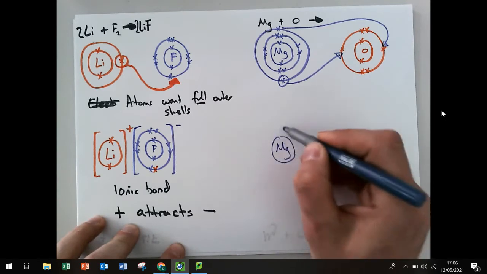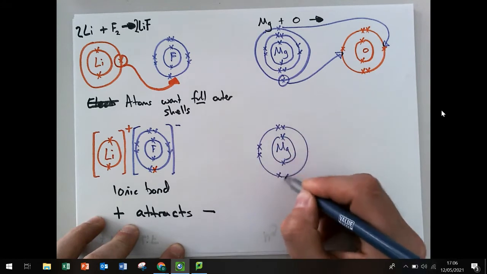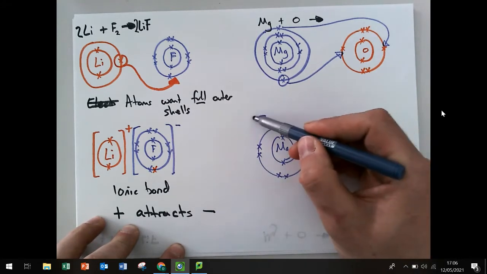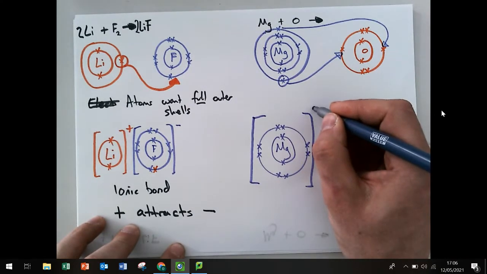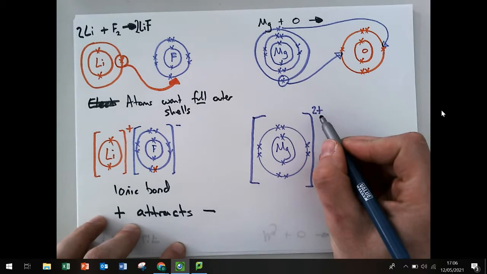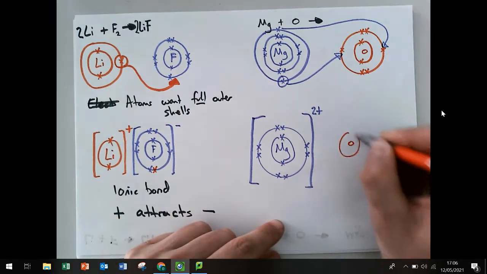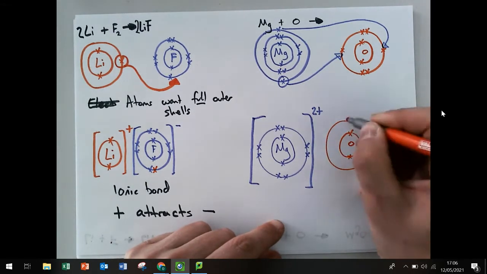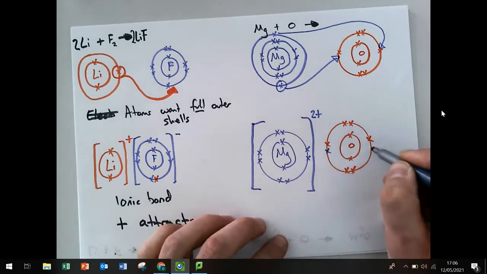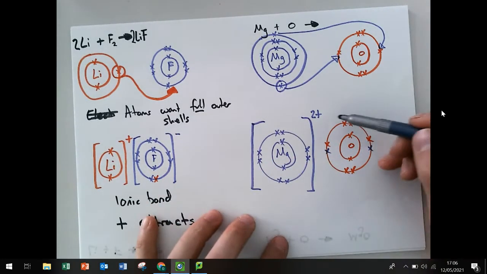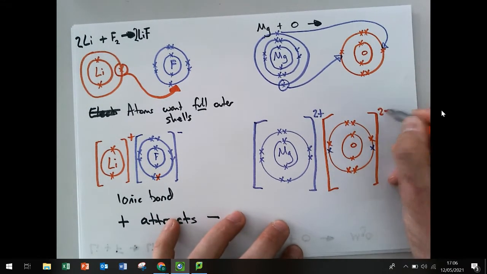It's now only going to have 2 shells because it's lost some electrons, 1, 2, and then it's going to have 8 in its outer shell. And it's lost 2 electrons, so it's going to have a positive 2 charge. Oxygen has now gained 2 electrons, so it now has 8 in total. And again, I'm just going to draw them in purple to show that they're actually magnesium's electrons, and it's gained 2 electrons, so it's got a negative 2 charge.